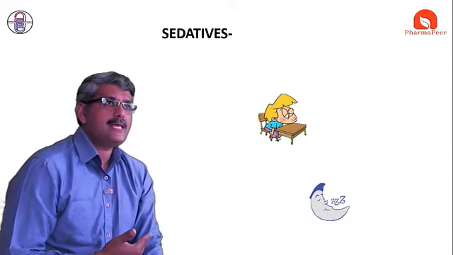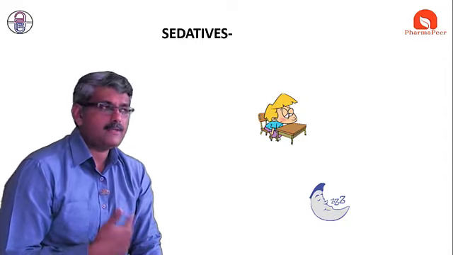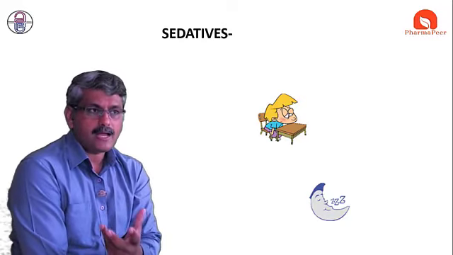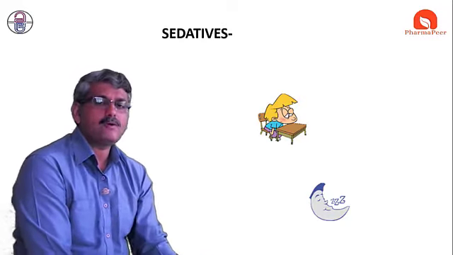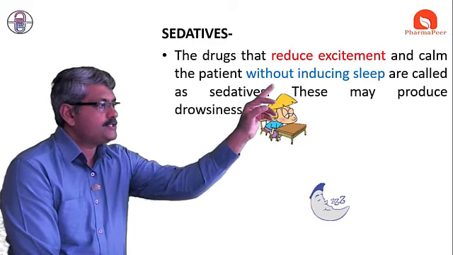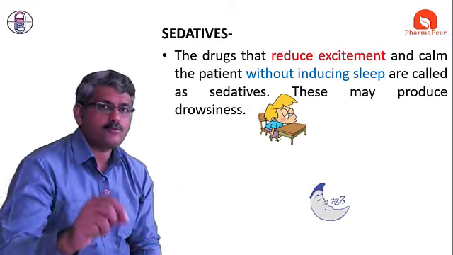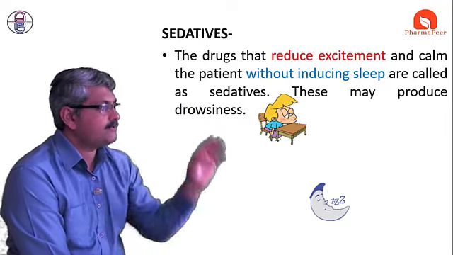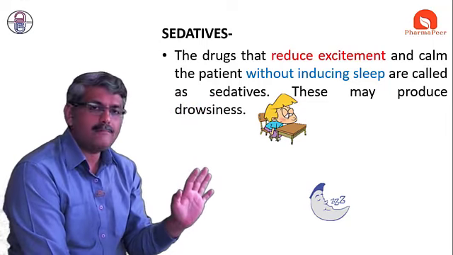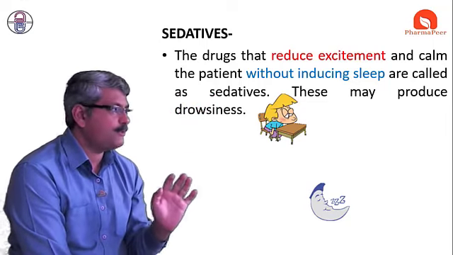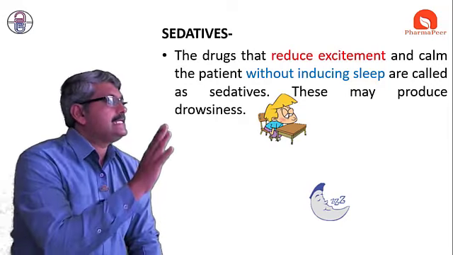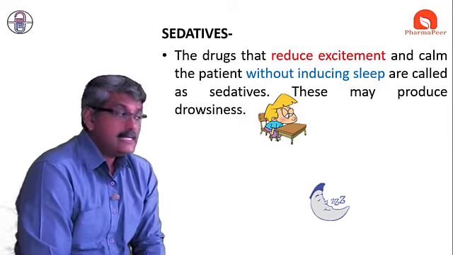And when the patient has such insomnia, then the patients are exposed to some drugs. These drugs are like, one is called a sedative. What do you mean by sedative? Sedatives are drugs which reduce excitement. That's the most important thing. These are drugs which reduce excitement and calm the patient. Calm is one of the very important things. Calm the patient, most importantly without inducing sleep, are called sedatives.